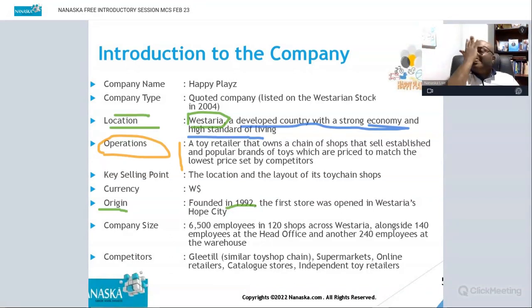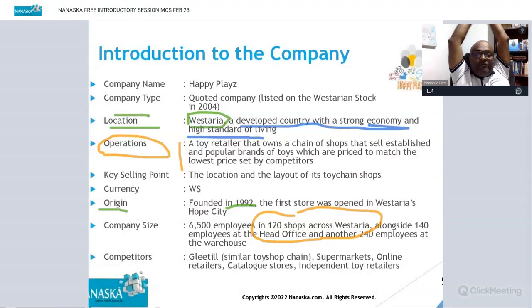However, we are a retail chain of toys. We have 120 outlets in West area. Now I know we are fairly a large organization. I have 120 shops across West area, and I sell toys of the other branded toy manufacturers.